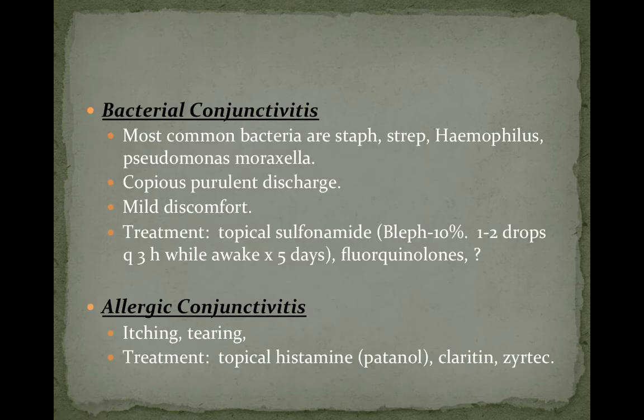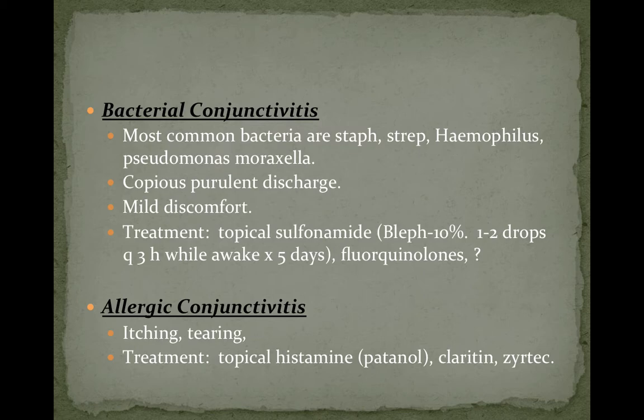For bacterial conjunctivitis, the most common bacteria is staph, but strep, Haemophilus, and Pseudomonas can also be culprits. They have copious purulent discharge. So, unlike viral conjunctivitis, where it's just a watery discharge, in bacterial conjunctivitis there are copious amounts of purulent stuff. They might complain of mild discomfort, and typically the first-line treatment is a sulfonamide, like Blephamide or sulfacetamide, and it's usually 1 to 2 drops every 3 to 4 hours while awake for 5 days.